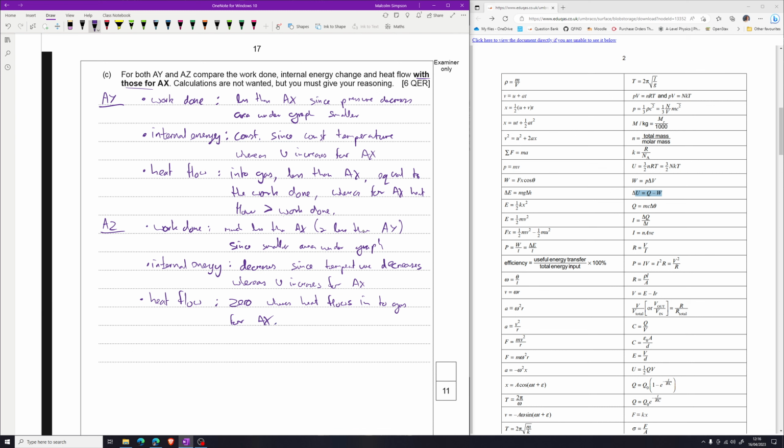And I think that's it. So one last check. Have I done what the question has asked me to do? For both AY and AZ, yes, I've got them both here. Have I compared work done, internal energy and heat flow? Well, my headings have made sure of that. And in each case, have I compared them with those for AX? I've mentioned AX each time, so surely that's 6 marks, and that's it.